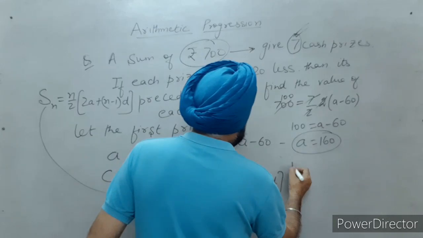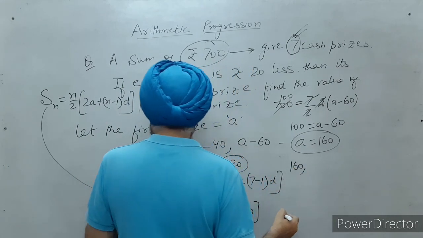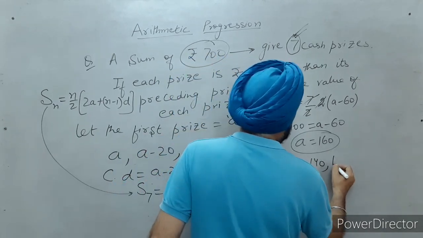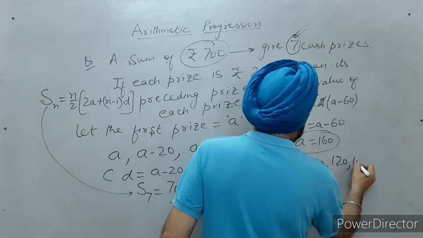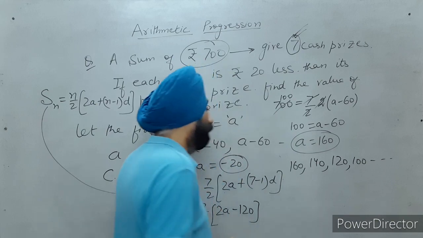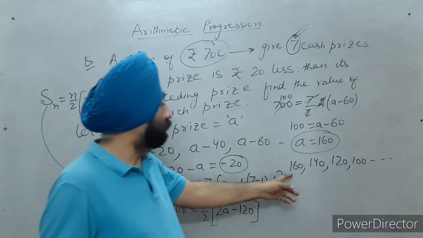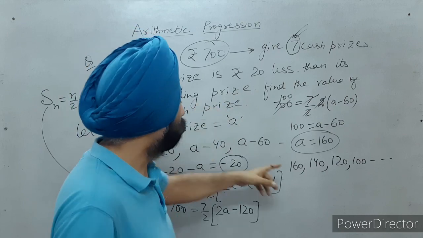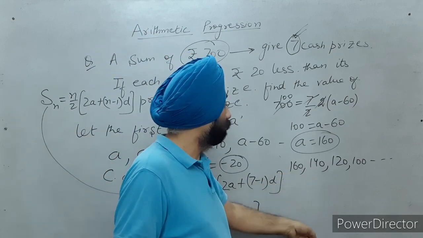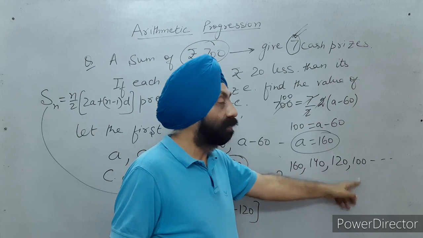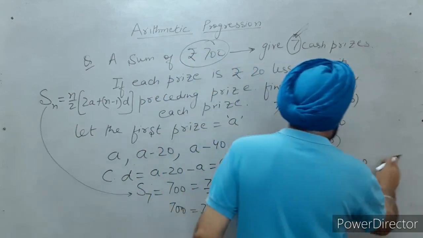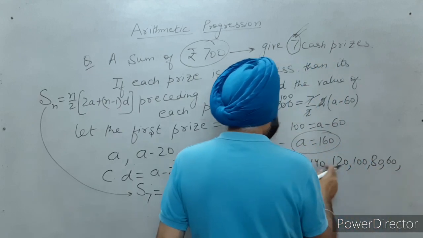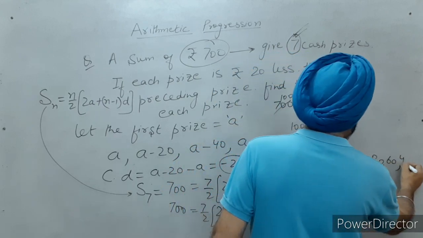So I will write down 160 is the first prize, minus 20, I get 140, then minus 20, I get 120, 100, and so on. I can get all the 7 prizes, the value of each prize. First prize is 160, then 140, then 120, then 100. Next will be 80, then 60, 1, 2, 3, 4, 5, 6. Last one will be 40.